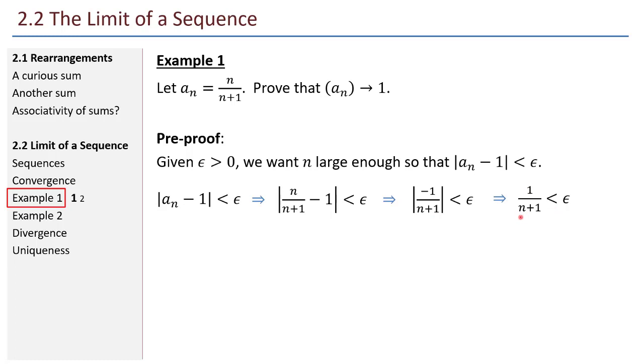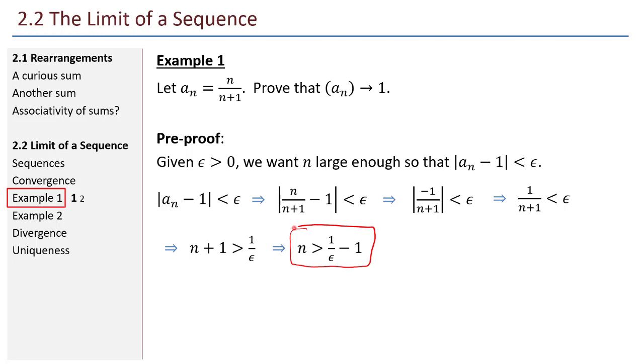And let's solve for the n. Let's try to get the n by itself on one side. So this turns out now that I can take the reciprocal of both sides and get n plus 1 is greater than 1 over epsilon. And then I get n by itself. And this is a nice place to be.